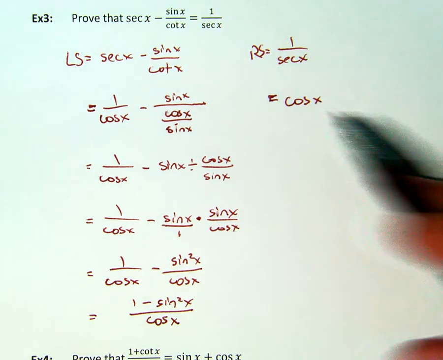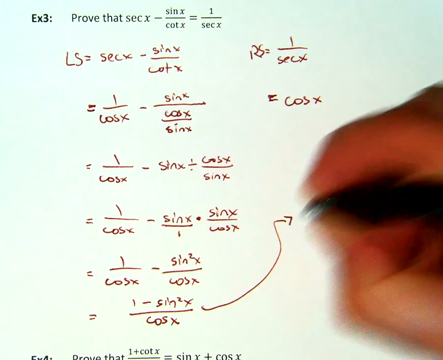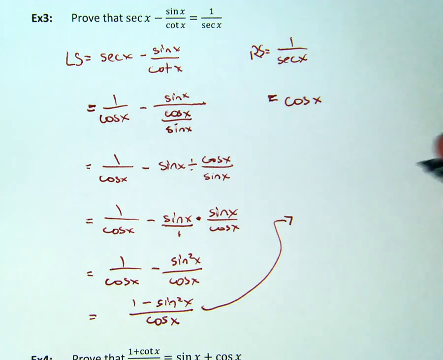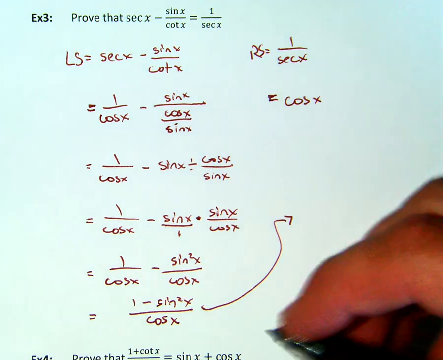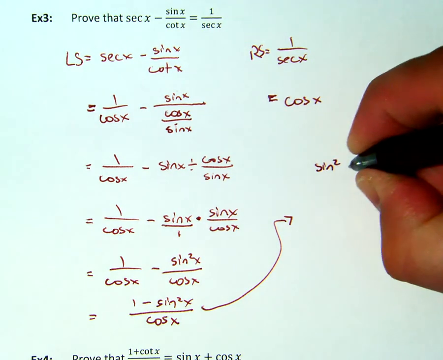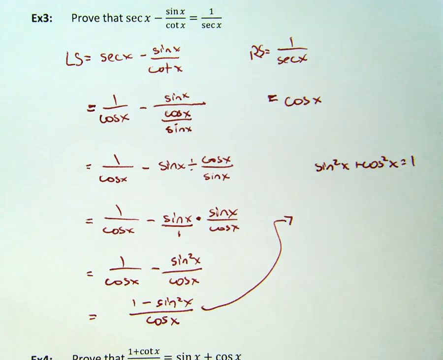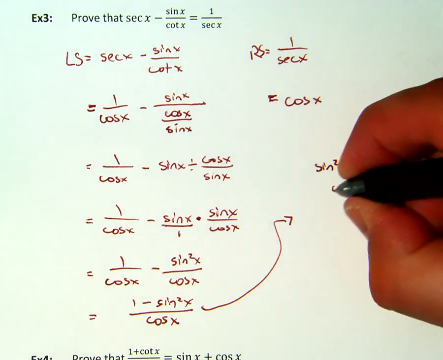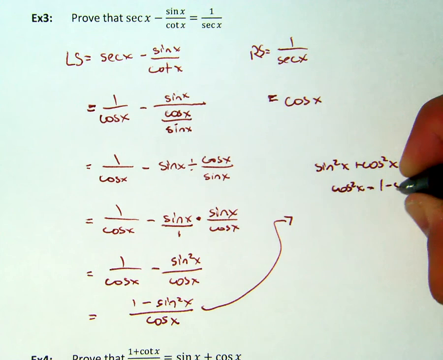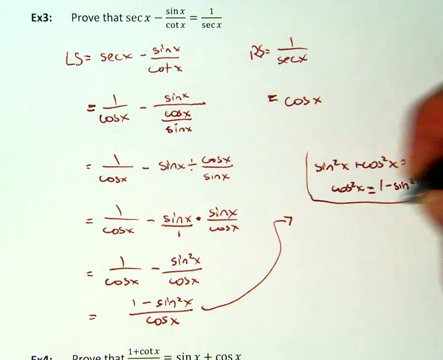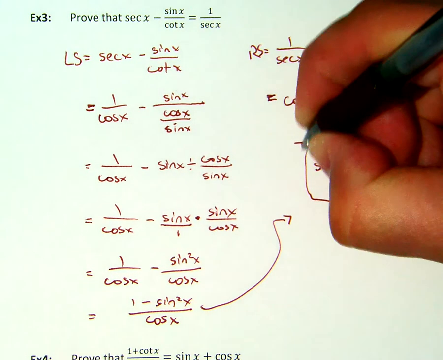And we're still not quite to the right side yet, so I'm running out of space, so I'll go up here. If I look at the top, that is the Pythagorean identity rearranged. Sine squared x plus cos squared x is equal to 1. So that's the Pythagorean identity. If I subtract sine squared x from both sides, I'll have cos squared x equals 1 minus sine squared x. So I can replace this 1 minus sine squared x with cos squared x, and that's kind of like an aside here. It's not part of my proof.